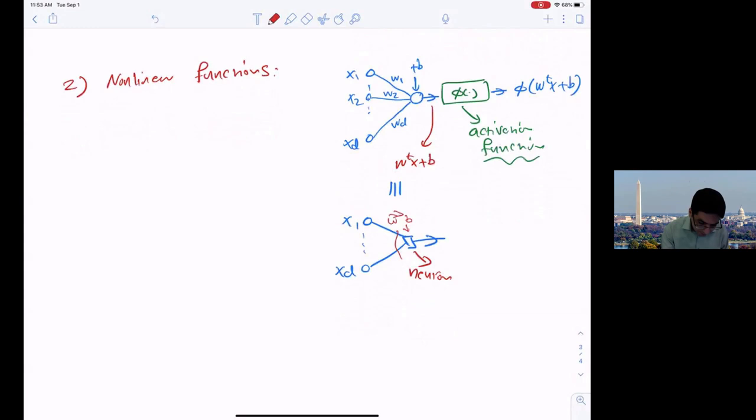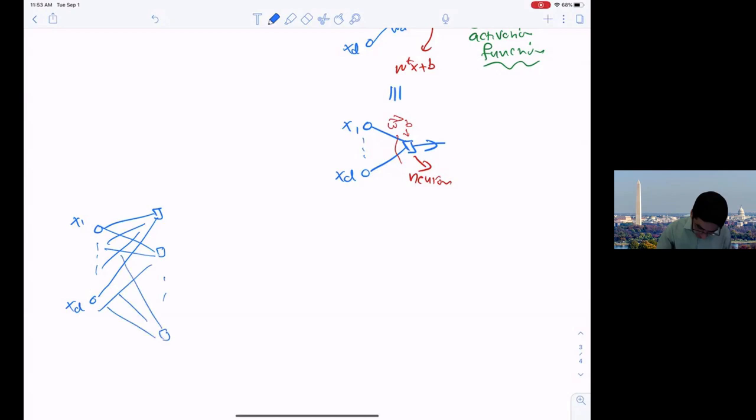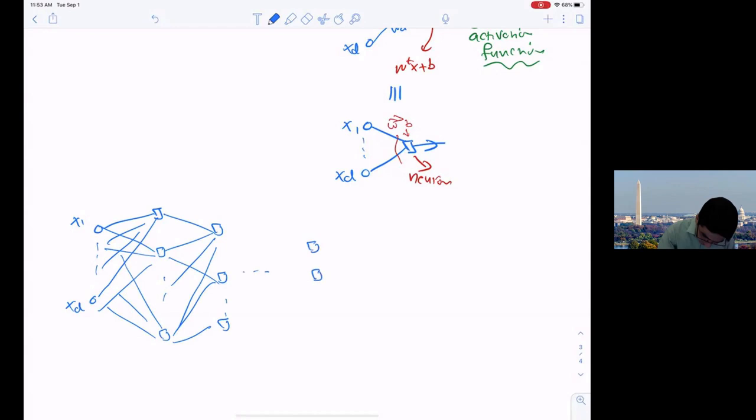Okay, so one way to add nonlinearity would be to add multiple neurons in one layer, or you can add them in cascaded layers. So what do I mean by that? You have X1 to XD, and then you have, say, one neuron here connected to all of these inputs. You can add more than one neuron. And then you can treat the output of these neurons as your input to the next layer. So you can add other layers to your network. And at the end of the day, let's say you'll have 10 outputs, if you have a 10-class classification problem.